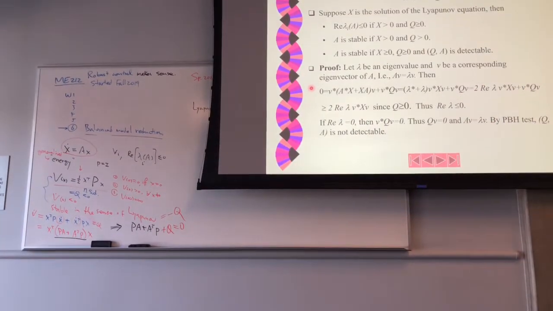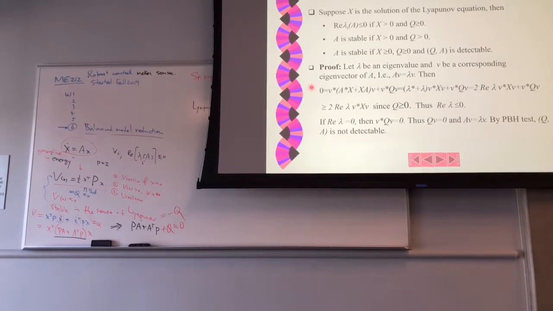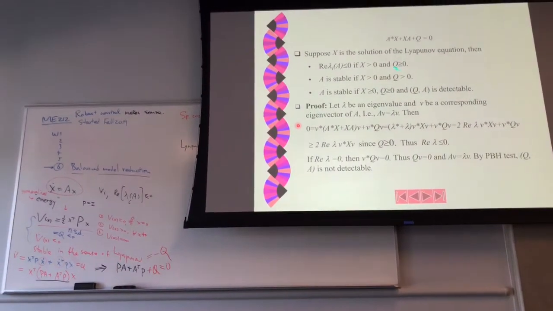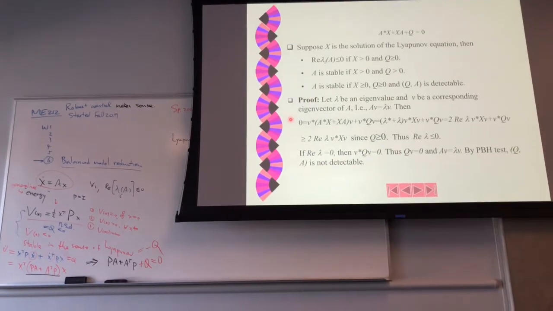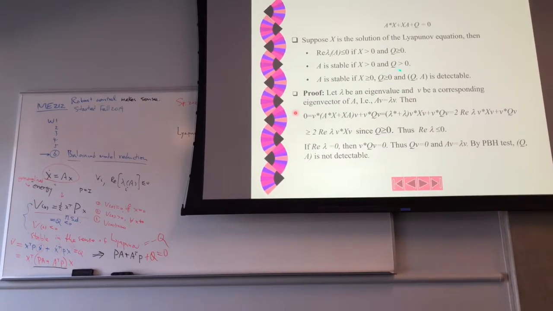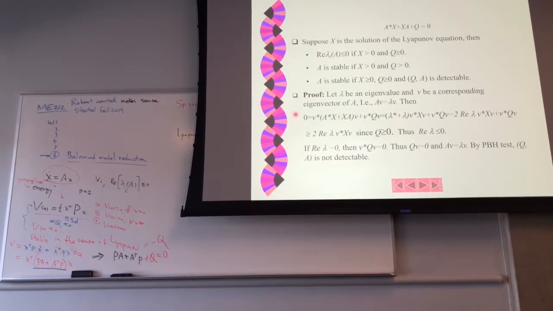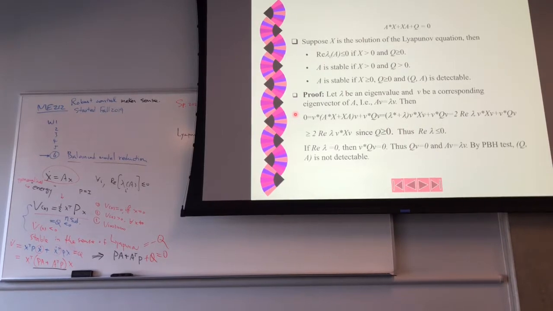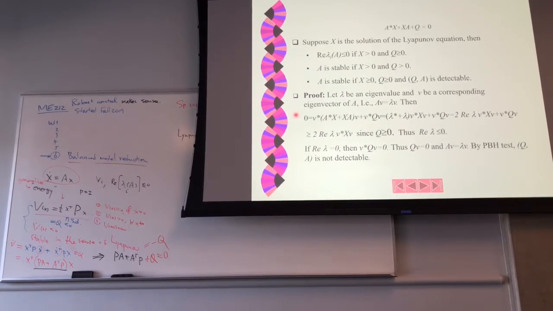If your Q is positive definite, that means your V dot will decrease. A is stable if this is positive definite and this is also positive definite. These are things I think we have even derived already, so let's go quickly.